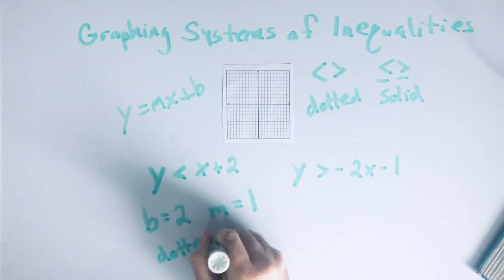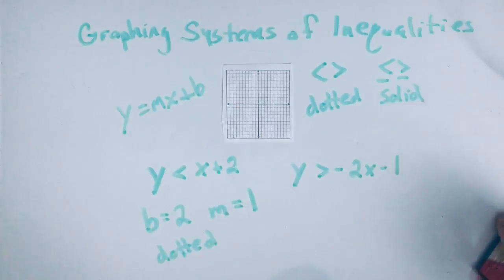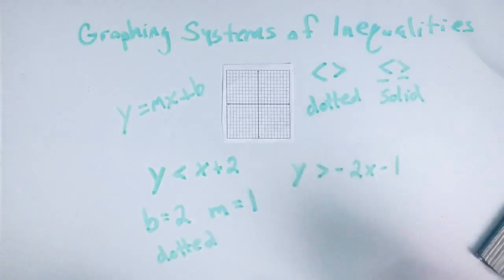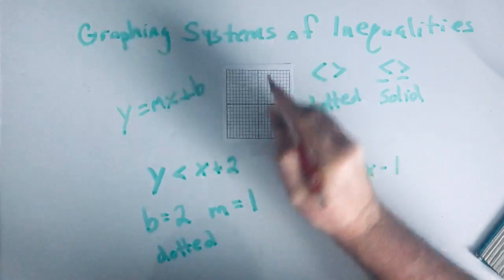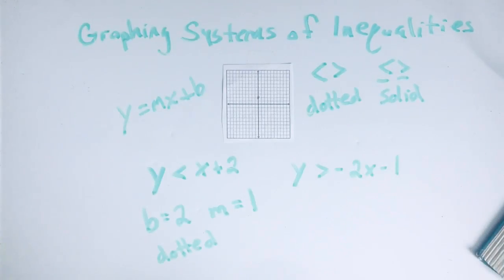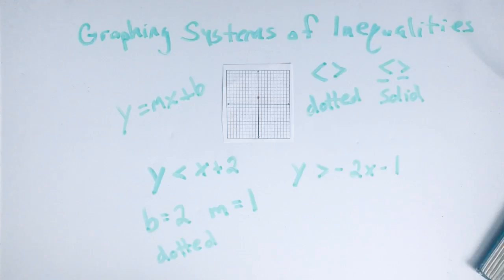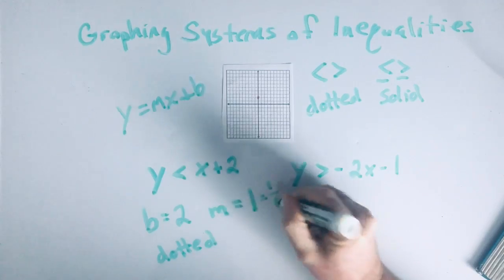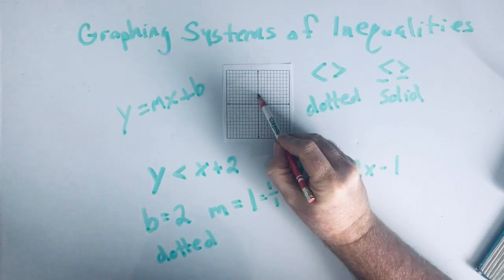Okay? So now I can draw that dotted line. I'm going to use colored pencils here just so that you can hopefully see it a little better. My y-intercept is 2, so I'm going to start at the origin and go up 2, 1, 2, and make a point right there. And then from there my slope is 1. Well, slope is rise over run, so I'm going to rise 1 and run 1, because 1 is 1 over 1. So from this point, I'm going to rise 1 and run 1.